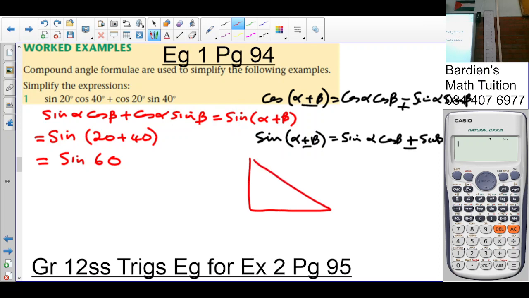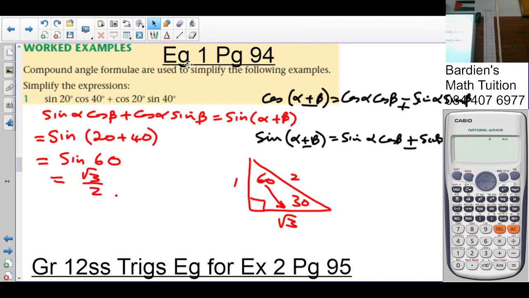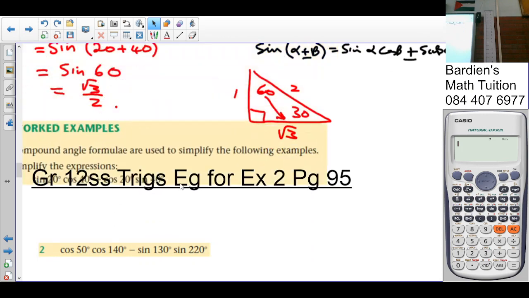Now sine of 60, 60 is a special angle. So we draw the special triangle there, 1, 2, root 3, and your 60 degree angle lies there. Sine of 60 is opposite over hypotenuse, so it's going to be root 3 over 2. So any confusion there? No? Okay. Let's carry on.